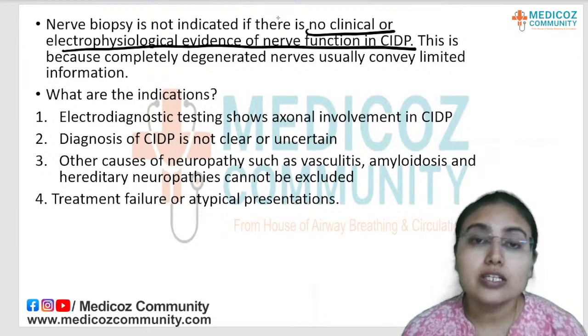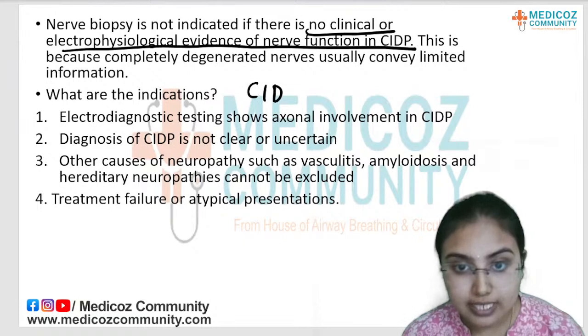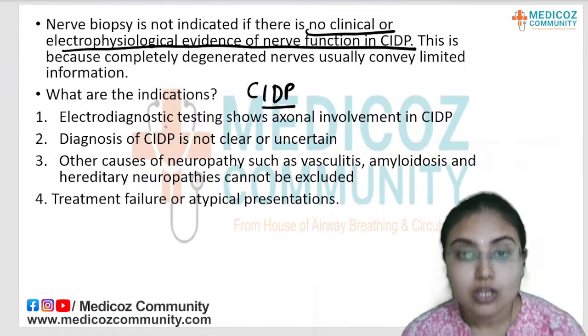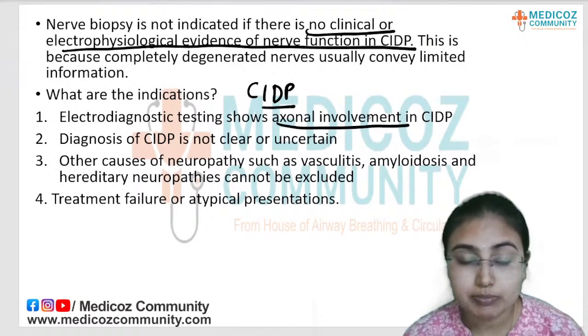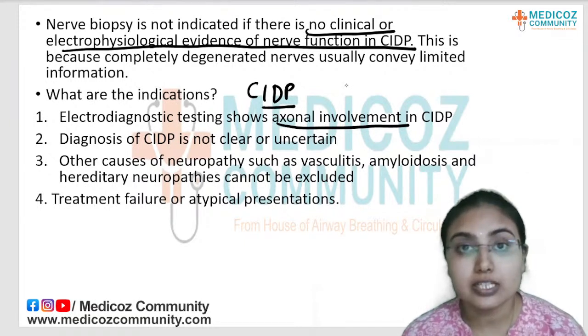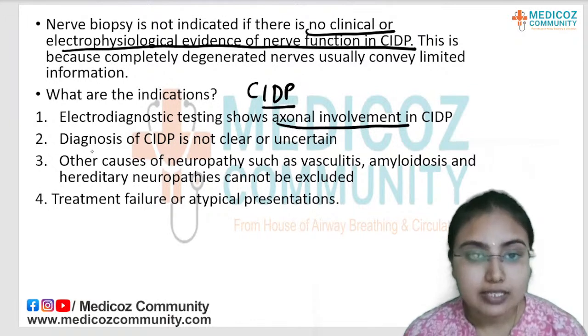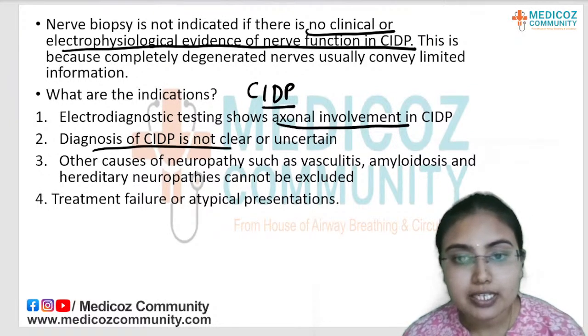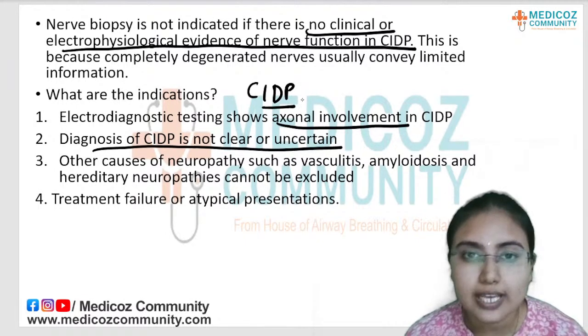Correct? So what are the indications for nerve biopsy you should know? One is, this is a CIDP, that is, it is a demyelinating polyneuropathy. So if the electrodiagnostic testing, that is your nerve conduction, shows axonal involvement in CIDP, immediately you should realize there might be some other culprit in this picture. It might not be a simple CIDP. Next, diagnosis of CIDP is not clear or uncertain. You are not sure whether this patient actually has CIDP.